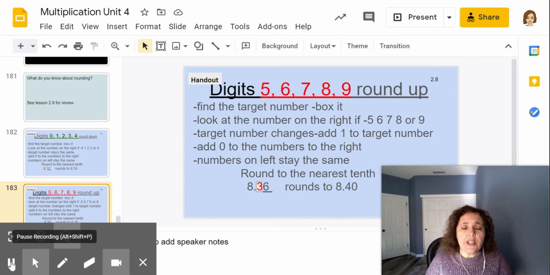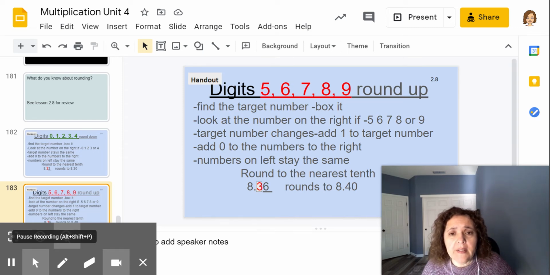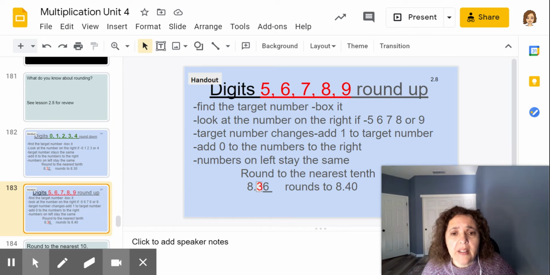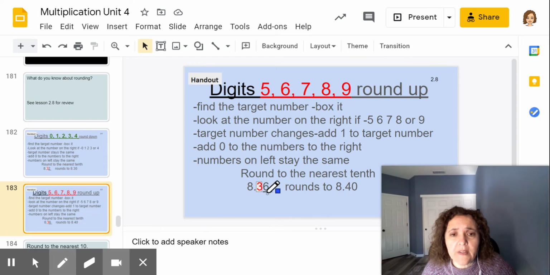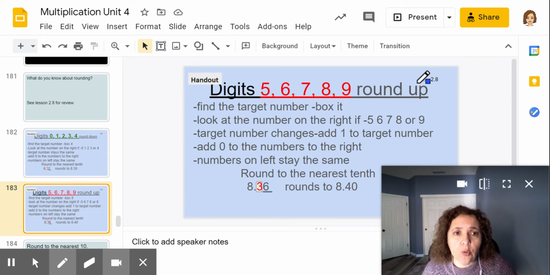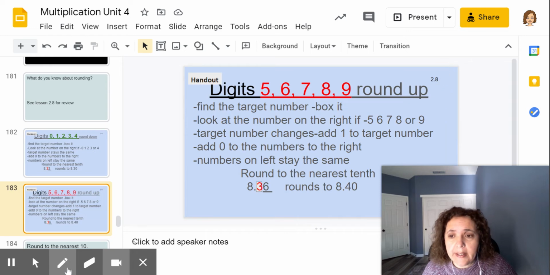And remember, you round up if the digits are 5, 6, 7, 8, or 9 on the right of the target. So again, same example, but this time I round to the nearest tenth and I change the number a little bit here. So now my number is a 6, so it tells me to round up. So remember, I'm going to add a 1 to the 3. The 3 becomes a 4, it becomes 8.40. I know that's quick, but again, if you need help, go back to Unit 2, Lesson 8. All right.